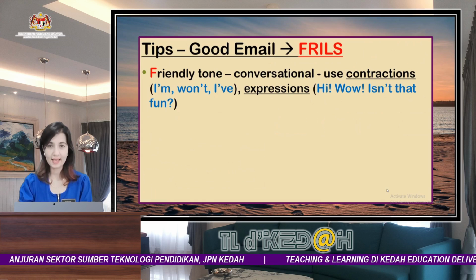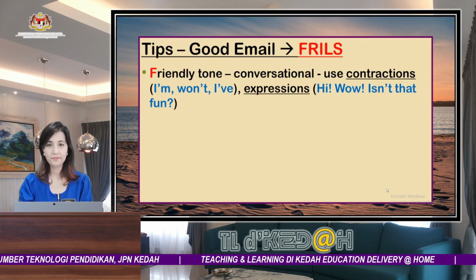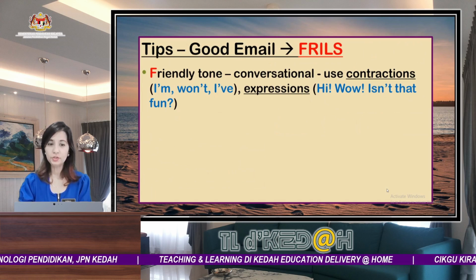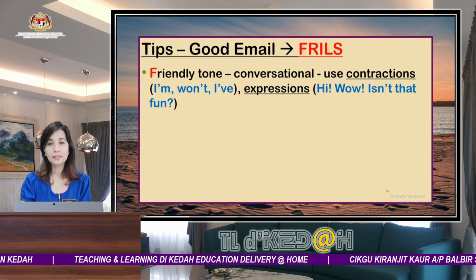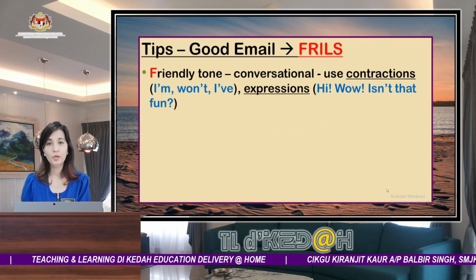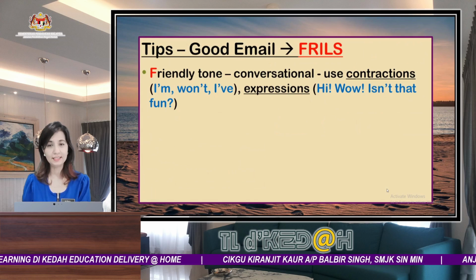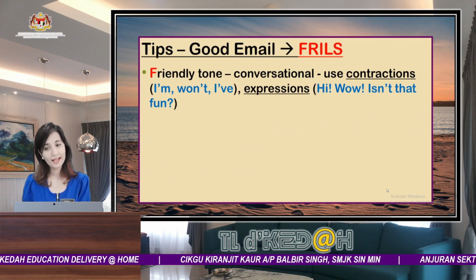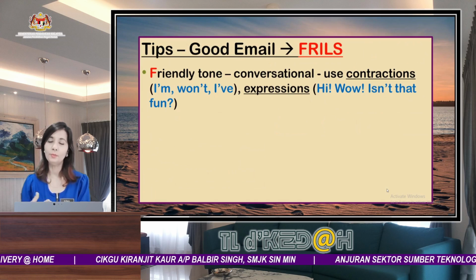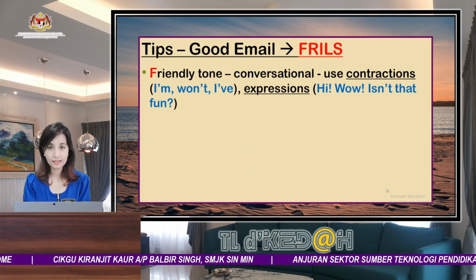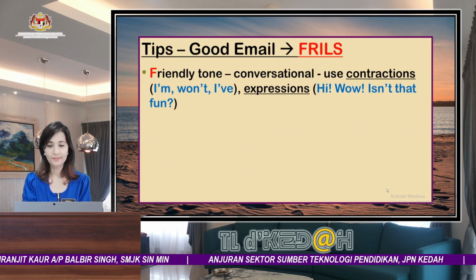I am becomes I'm. Won't is will not, so you can use won't. I've means I have. You use all this to show that you are comfortable writing the email, because the person who is receiving the email is your friend, someone you are comfortable with. And you can use friendly expressions in email writing, like hi, wow, isn't that fun? Wouldn't that be good? You can even put questions there, like how you ask questions when you speak to someone. But you don't have to wait for the reply. Okay, right. So that is F.